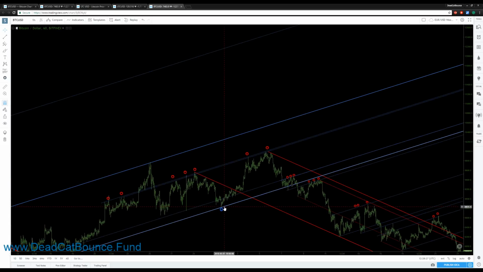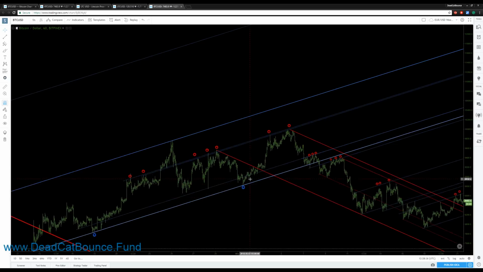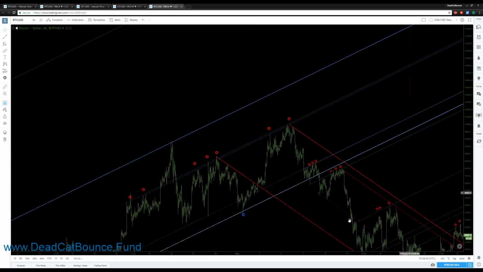Next time we visit the line, we move from 8.8 to almost 10k. So this is a $1,200 move to the upside, and there is very little resistance. So you can see the price just starts moving up.